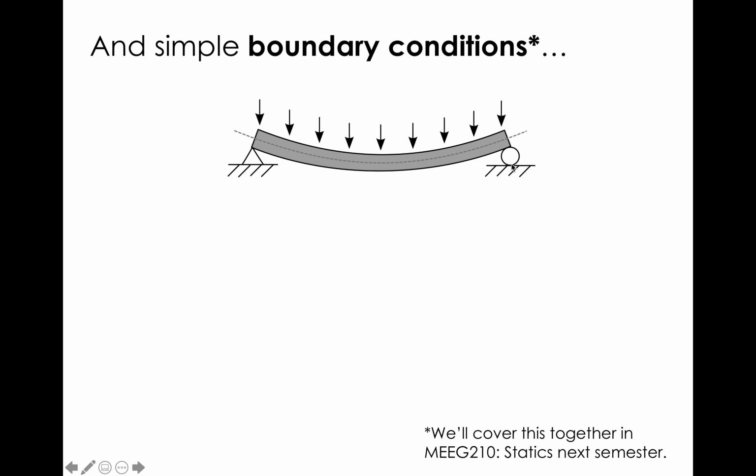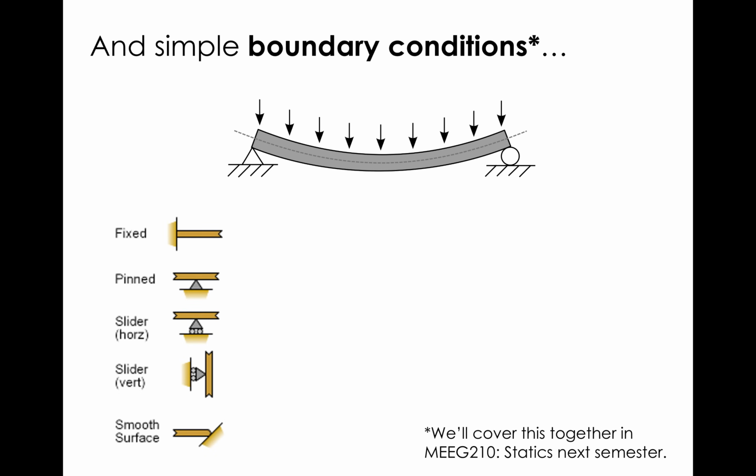That's what this little triangle represents. And the other end was just kind of laying on top of this circular support here, a little roller. Okay, so this is called a pin and a roller. We're going to cover these boundary conditions. Boundary conditions mean nothing more than what it's like at each end, and what the loads are that are being applied. We're going to cover that a lot next semester together in statics, MEEG 210.